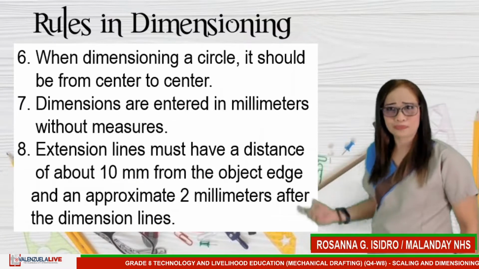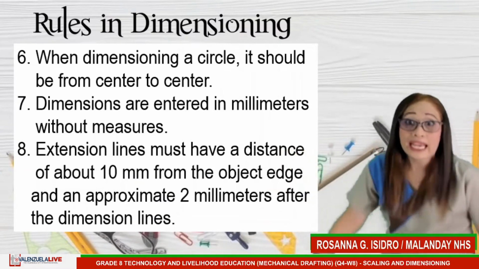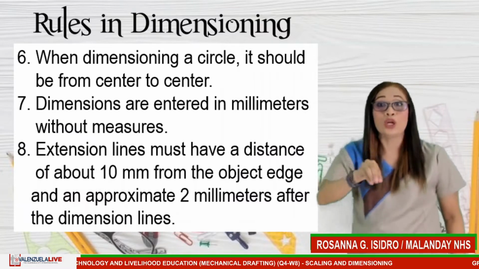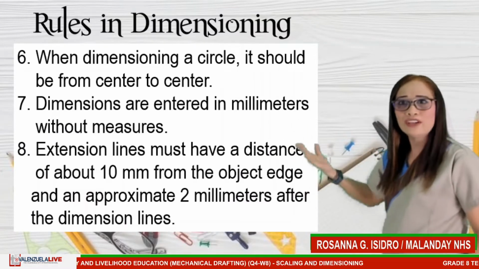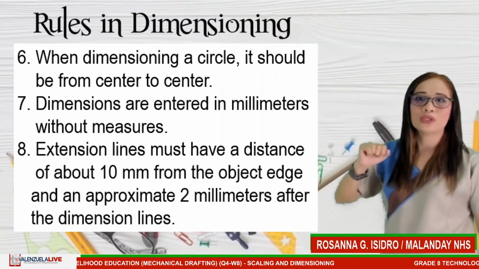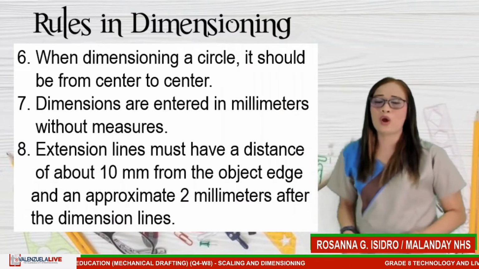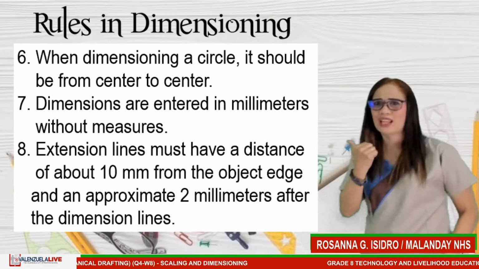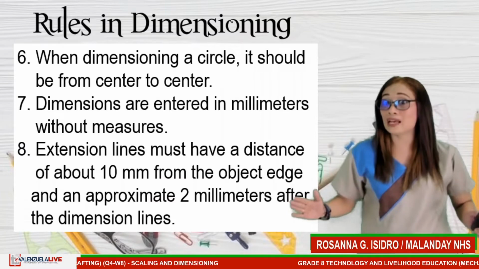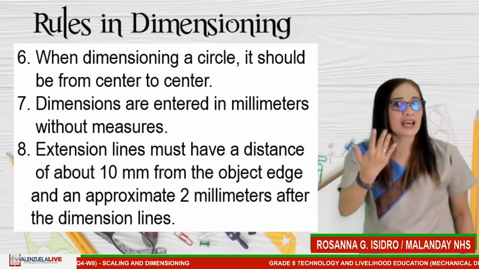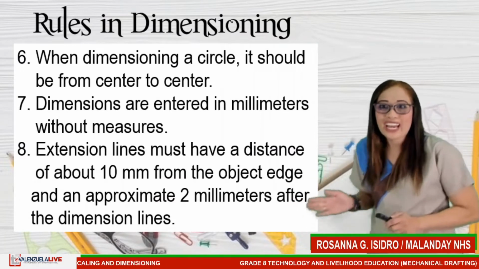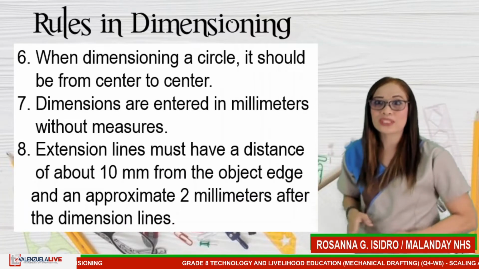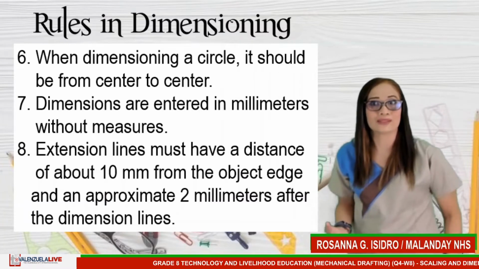Number 6, when dimensioning a circle, it should be from center to center. Number 7, dimensions are entered in millimeter without measure. And last, number 8, extension lines must have a distance about 10 millimeter from the object edge and approximately 2 millimeter after the dimension lines.